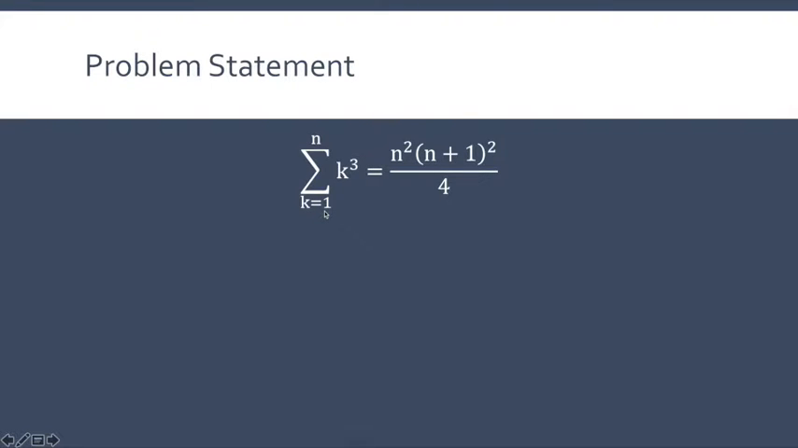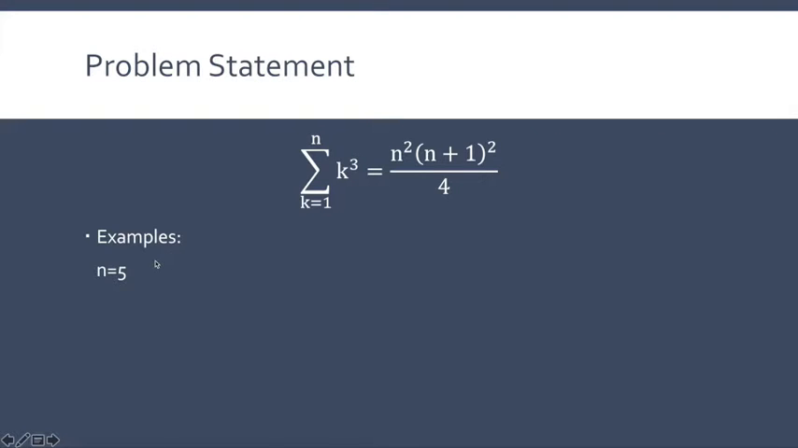So here we are looking at the problem statement. In this equation, the left hand side is the sum of k cubed from k equals 1 to n. The right hand side we have n squared times (n plus 1) squared over 4.